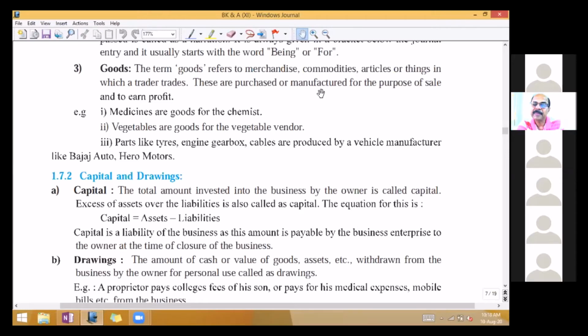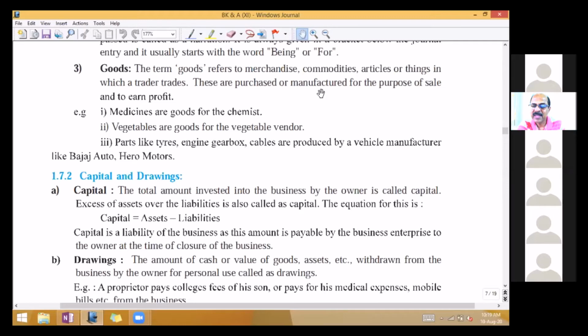All the properties that can be converted into cash are assets. Very good. All the property that can be converted into cash are assets. Okay. Very good. All the valuable things. Yes, all the valuable things. You are right, Nishita, yes.